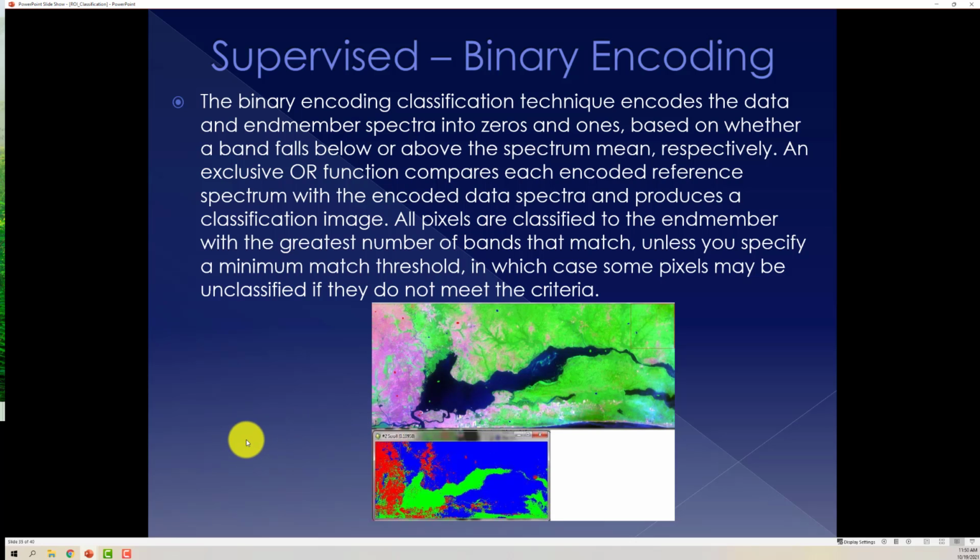Another type of supervised classification is binary encoding. This encodes the data and end member spectra into zeros and ones. And it's saying either it falls within a range of a spectrum mean or it doesn't.